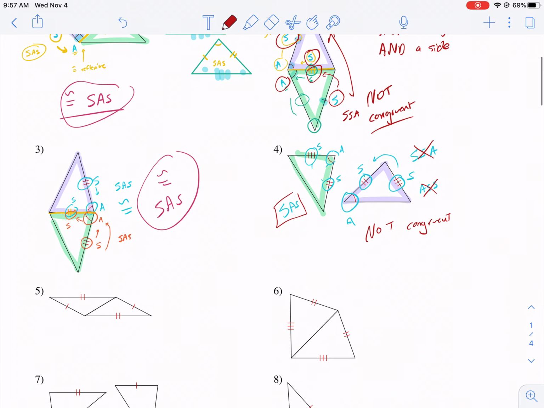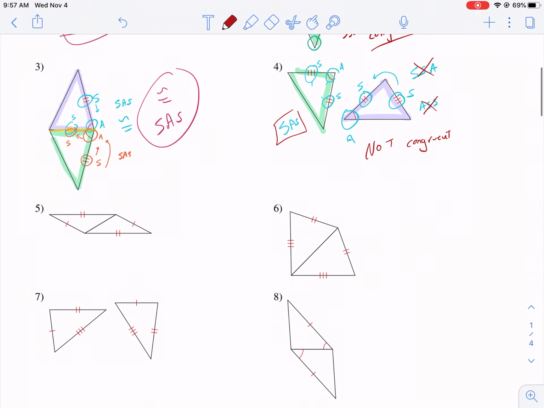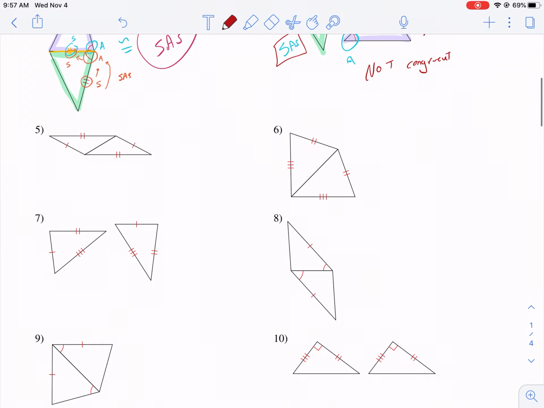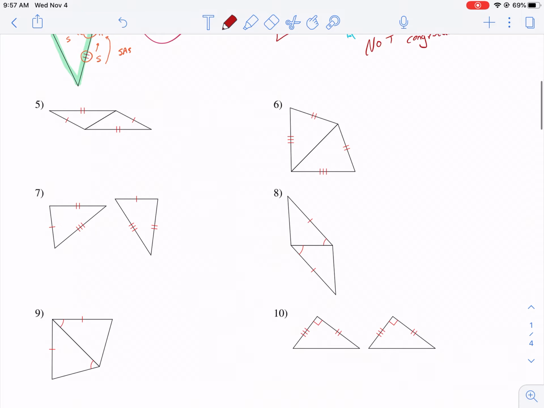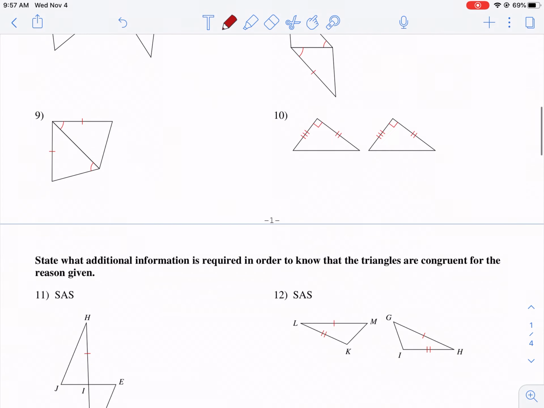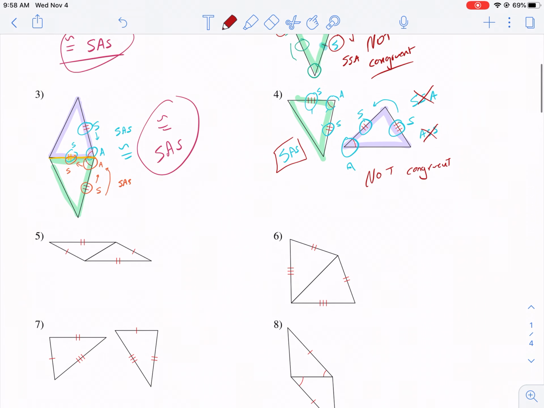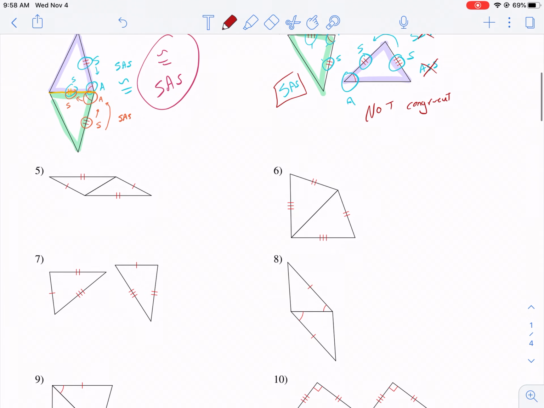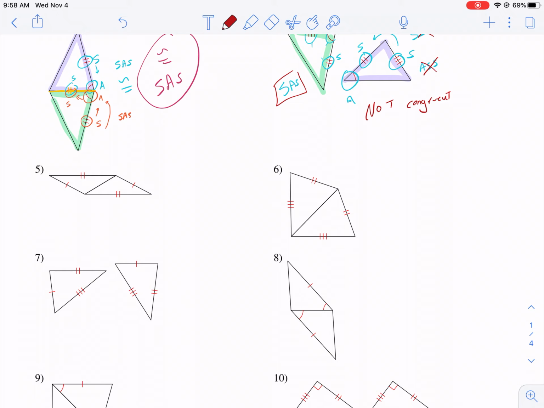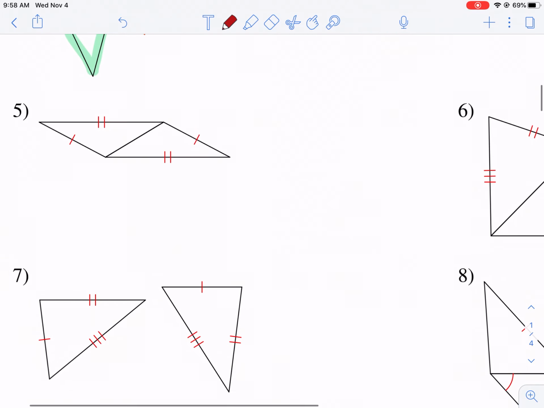This video we're going to concentrate on the latter half of this first page, which is mostly SSS. So I'm going to try to cover some SSS problems here. Maybe we'll go into part 2 of this and show you how it's done. But this is part 2 of this video with an emphasis on SSS, at least initially. So we'll start with number 5.